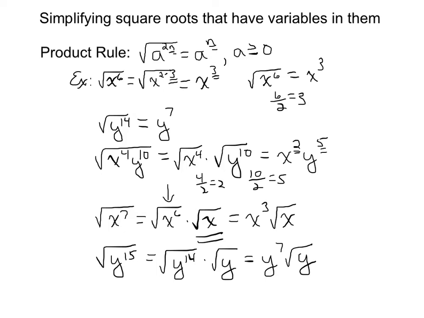Now let's try to put all of this together. Let's take a look at a few examples of putting it all together. First one I'd like to look at is one with just variables. Suppose that I had the square root of a to the 21st and b to the 10th. Now notice one is an odd exponent and one is an even exponent.